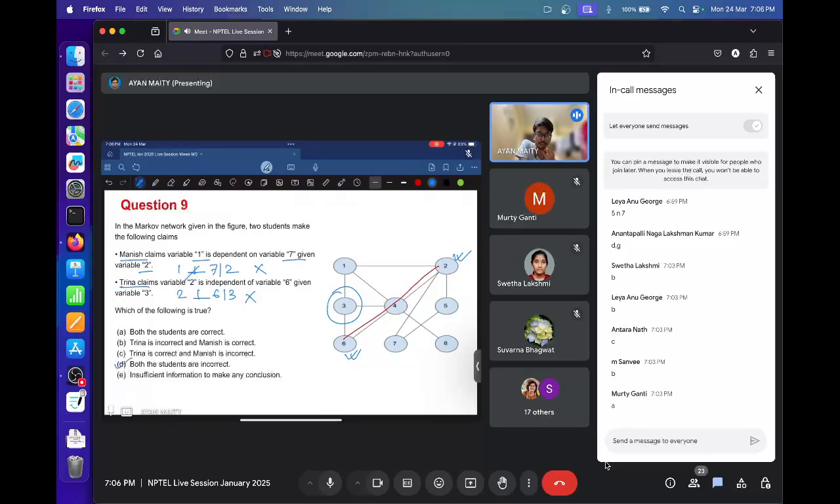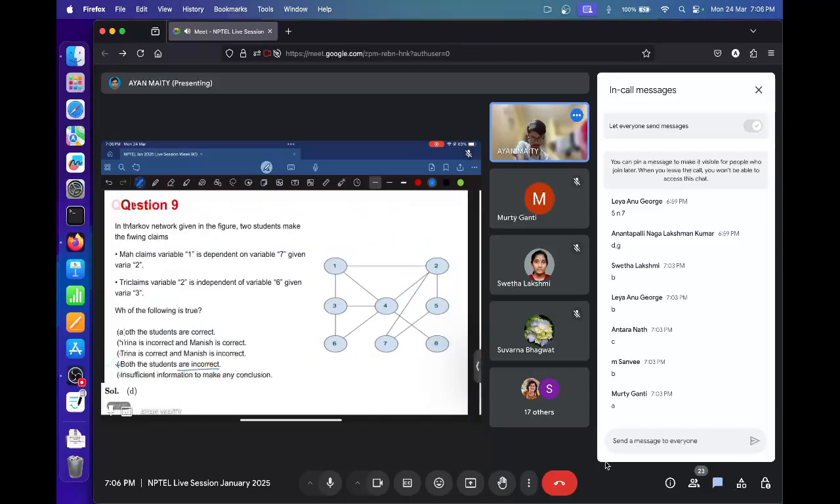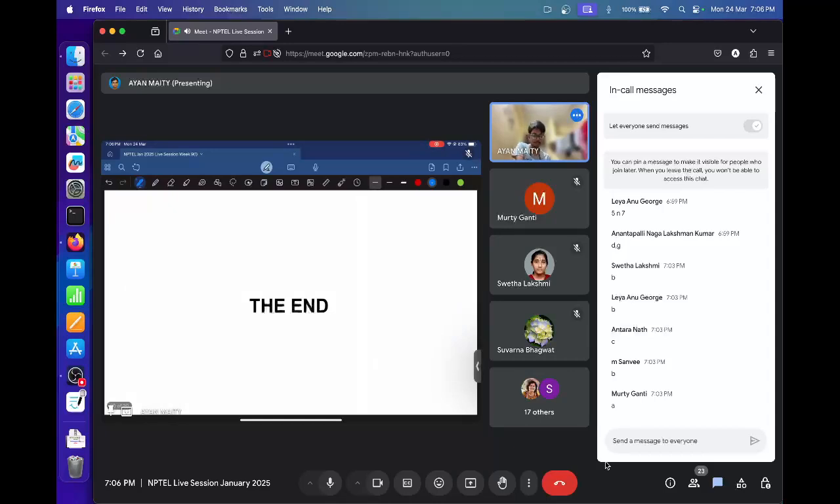In the first case, there does not exist any path from 1 to 7 given 2, so that claim is false. And in the second claim, there exists a path from 2 to 6 which is not blocked by 3, so that claim is also false. So both the claims are incorrect. These were the practice questions that I wanted to discuss in this live session. Now if you have any other questions or doubts, you can ask me.